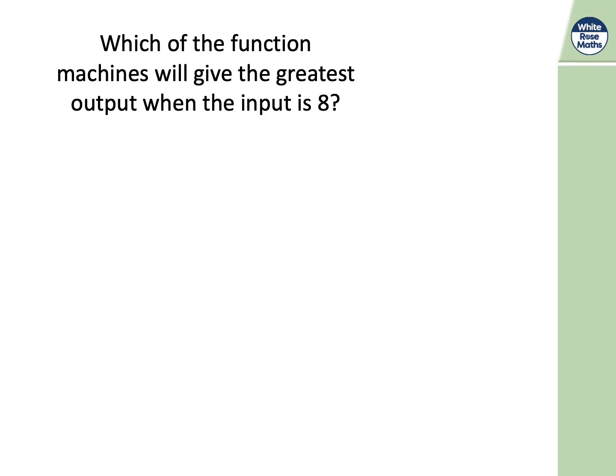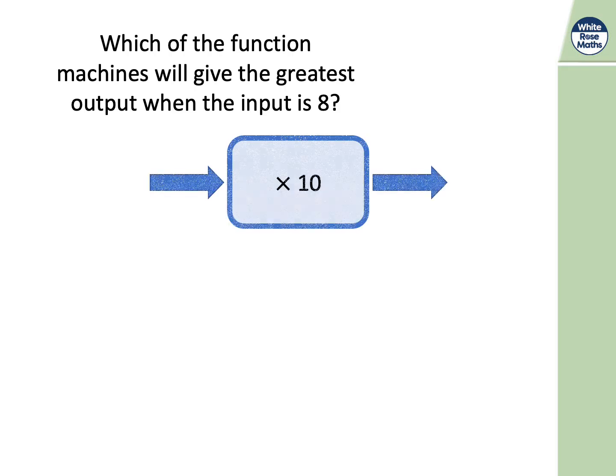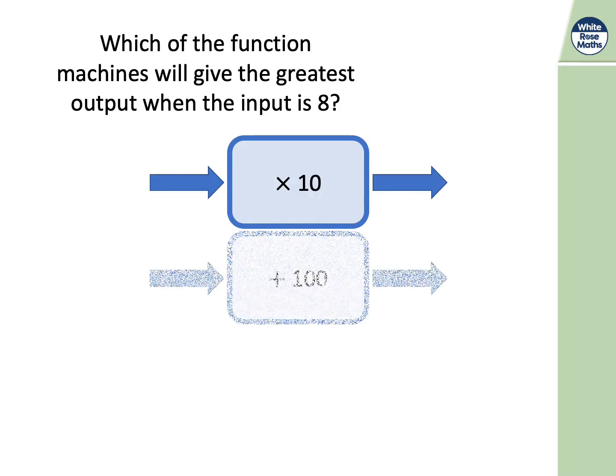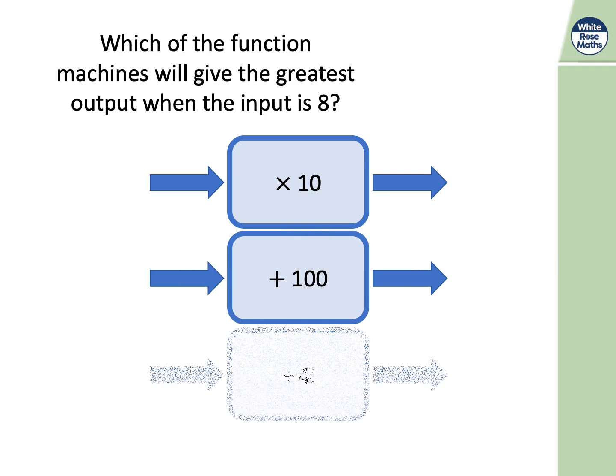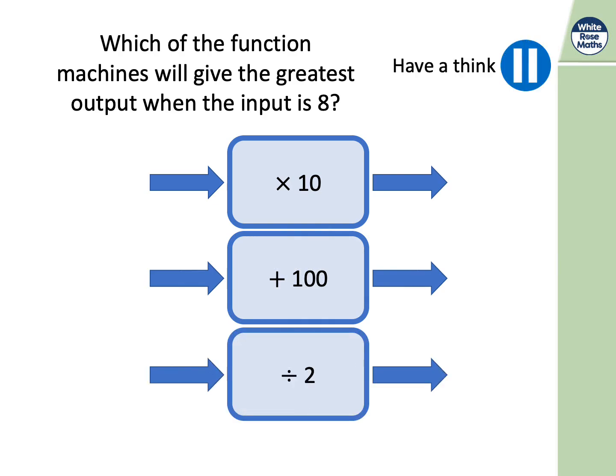Here are some examples for you to have a think about. Which of the function machines will give the greatest output when the input is 8? So our 3 function machines that we're going to think about are multiply by 10, add 100, and divide by 2. Pause the video and have a think.